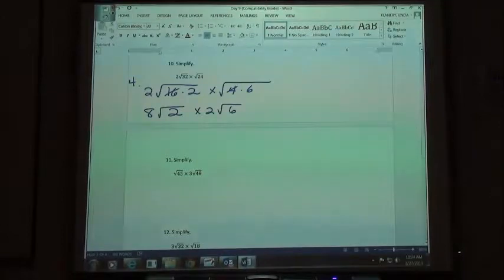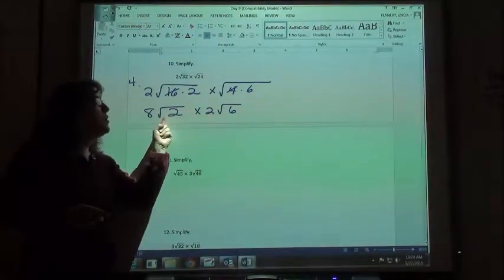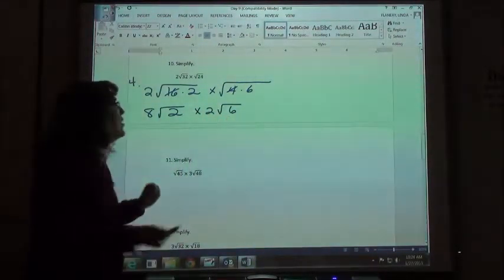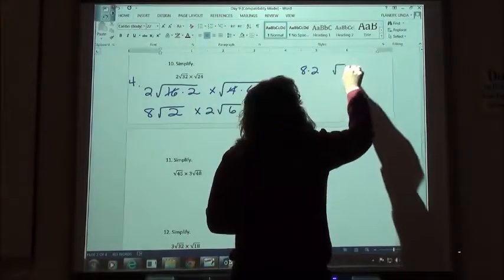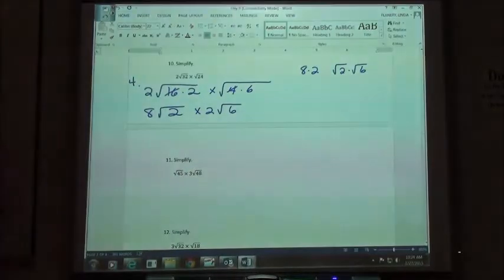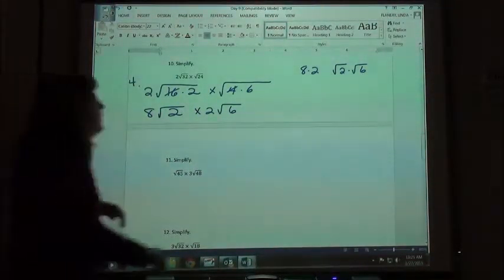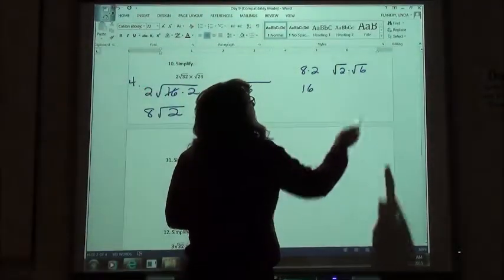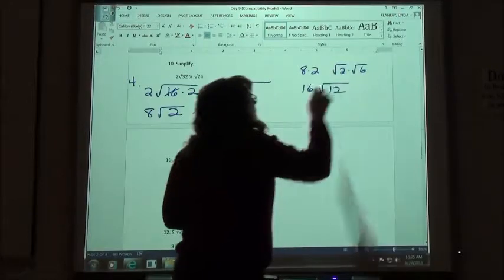Now this is the part that's a little different once we get to multiply. What we're going to do is multiply the front numbers together, and multiply our square roots together. So we're going to do the 8 times the 2, and we're going to do the square root of 2 times the square root of 6. So 8 times 2 is 16. The square root of 2 times the square root of 6 would be the square root of 12.